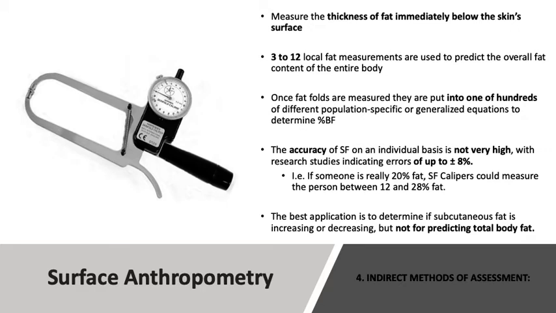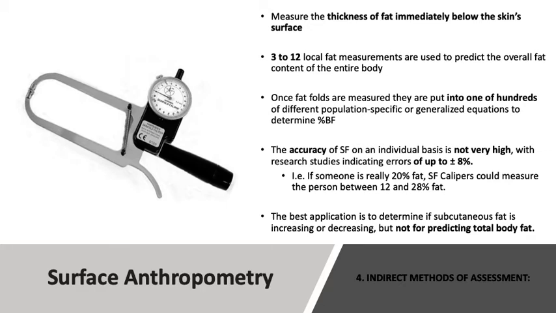So this picture is a picture of skin calipers, which are calibrated to be able to look at the thickness of certain girths. Essentially, it measures the thickness of fat immediately below the skin surface. We can either assess 3 sites or upwards to 12 sites, and its local fat measurements are used to predict the overall fat content of the entire body.